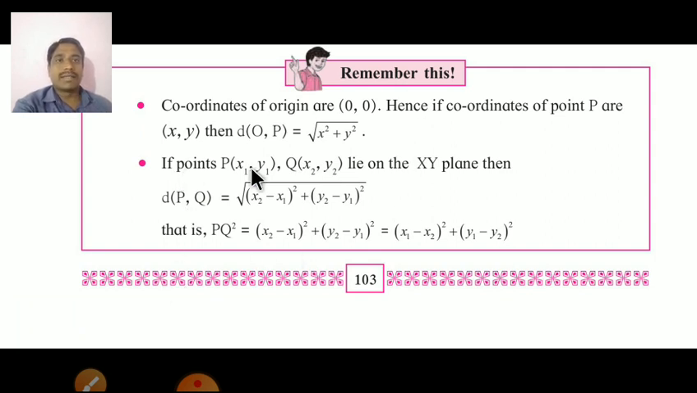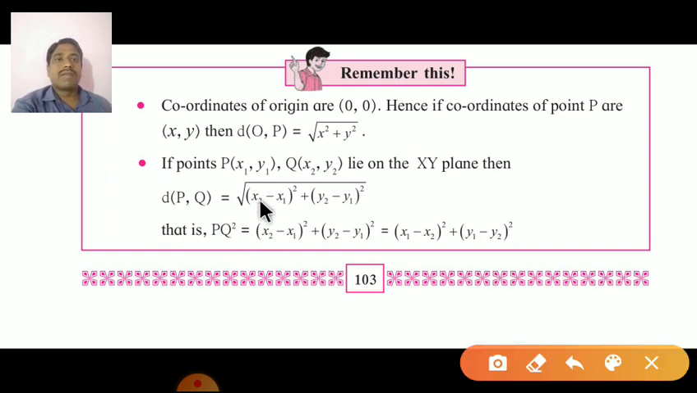Suppose the coordinates of point P are x1, y1 and the coordinates of point Q are x2, y2, and they lie on the xy plane. Then the distance between P and Q is the square root of (x2 minus x1) whole square plus (y2 minus y1) whole square.